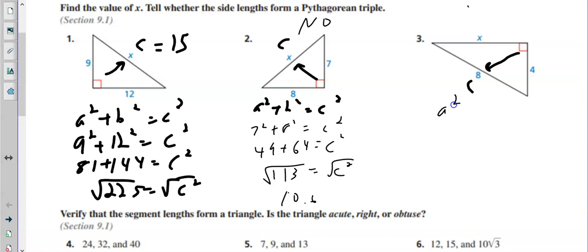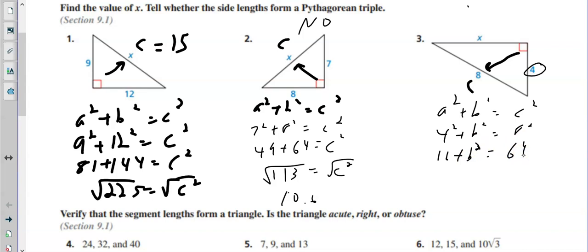All right, over here, a squared plus b squared equals c squared. Now remember, in this case, it doesn't matter what you plug this in for, all right? 4 squared plus b squared equals 8 squared. So this is 16 plus b squared equals 64. You're going to subtract 16 from both sides. So that's b squared equals 64 minus 16, which is 48.